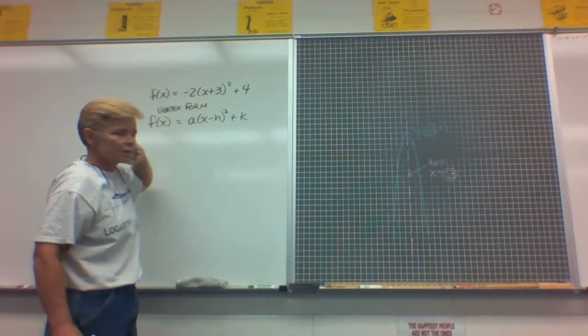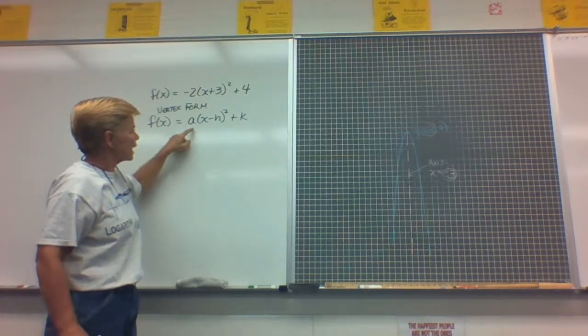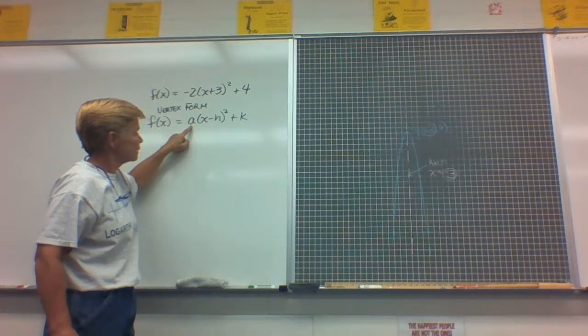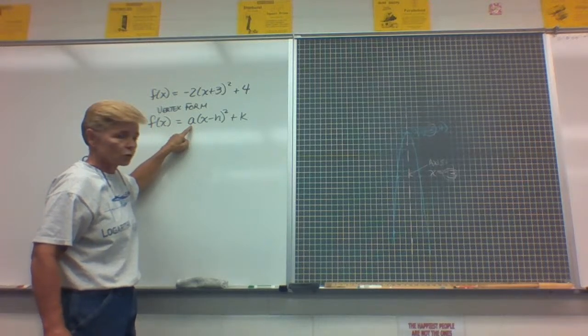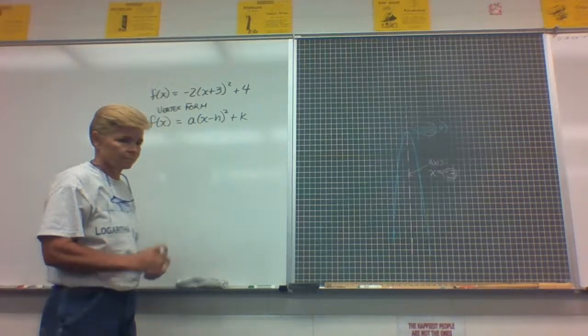When a is negative, it opens downward. When a is positive, it opens upward. When a is greater than 1, it's a vertical stretch of the parent. When a is between 0 and 1, it's a vertical shrink. There's a huge amount of information in that a right there.